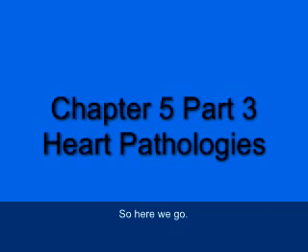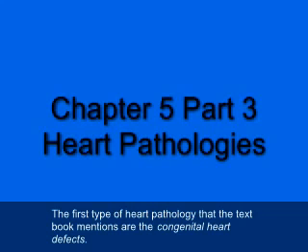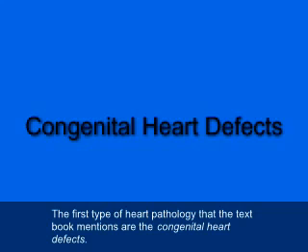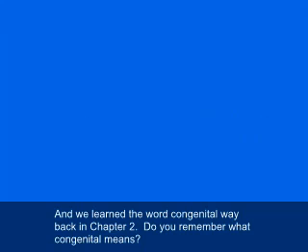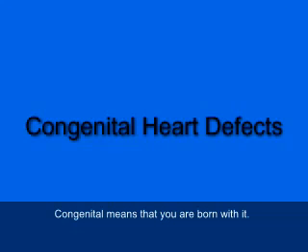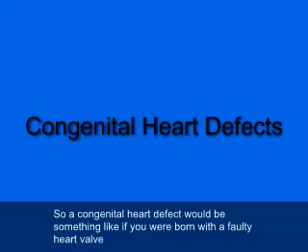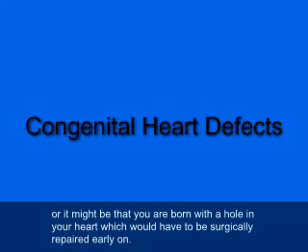So here we go. The first type of heart pathology the textbook mentions are the congenital heart defects. And we learned the word congenital way back in Chapter 2. Do you remember what congenital means? Congenital means that you're born with it. So a congenital heart defect would be something like if you were born with a faulty heart valve, or it might be that you're born with a hole in your heart, which would have to be surgically repaired early on.